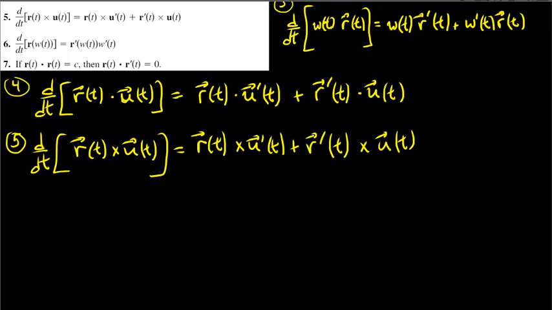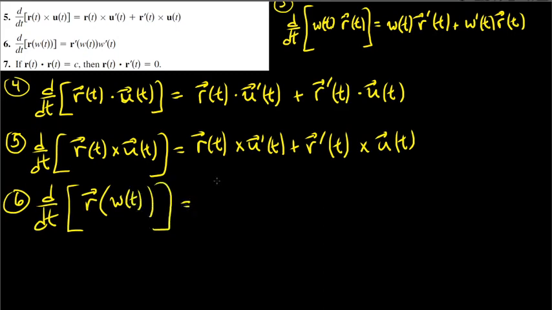Okay, number 6 is the chain rule. So here we're taking the derivative of a vector function of a scalar function. So the chain rule says you take the derivative of the vector function and apply it to the scalar function, and then multiply by the derivative of the scalar function.